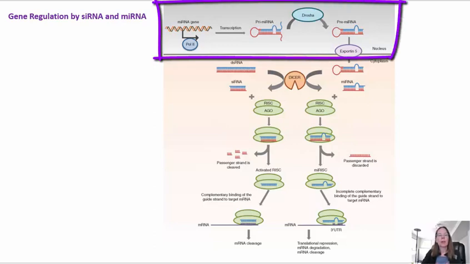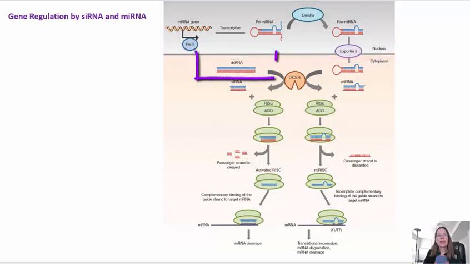miRNAs are encoded in the genome and are transcribed by RNA polymerase II, the same polymerase that transcribes mRNAs. The RNA is processed and exported into the cytoplasm. siRNAs are derived from viruses and are not encoded in eukaryotic genomes. They can be synthesized by scientists and placed into the cytoplasm of cells using various biotechnology methods.